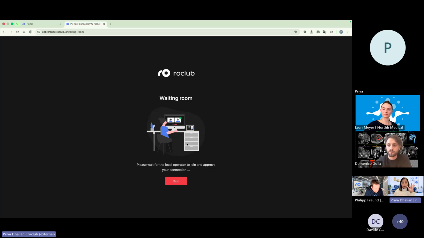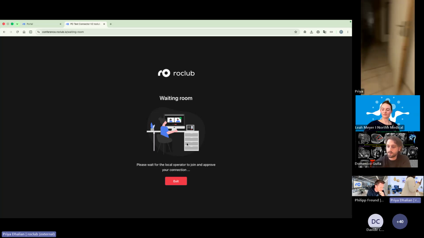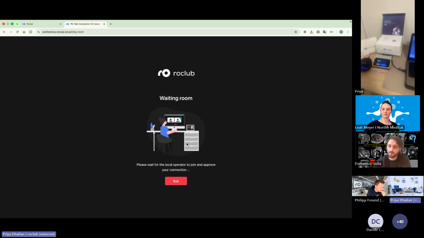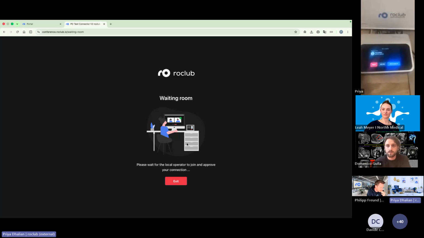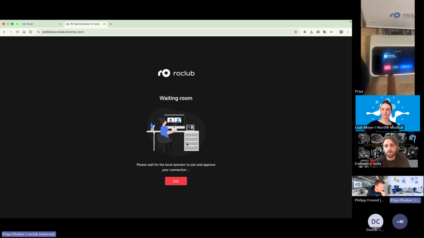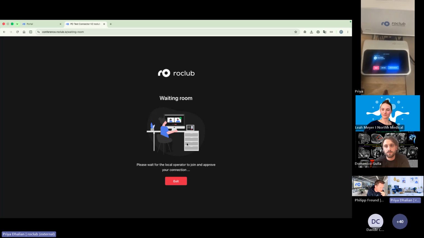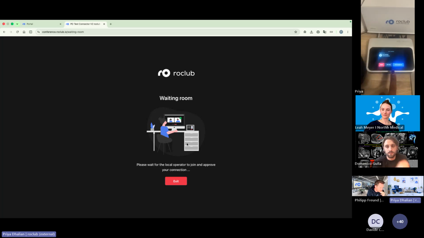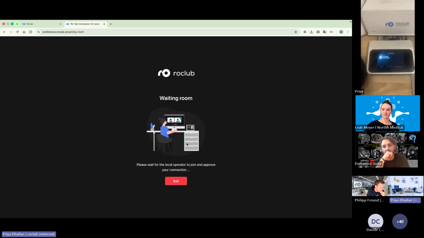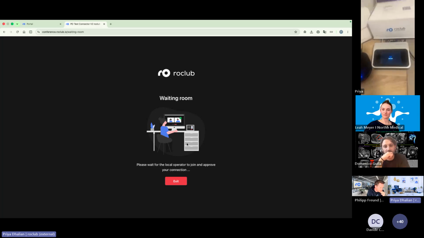So your radiographer will always have control over who can access your scanner and patient information at any given time. Going back to my setup at the department, this is the message that will pop up for your remote operator. It will say that there is a remote operator in the waiting room, and your radiographer has the opportunity of joining and accepting all participants.